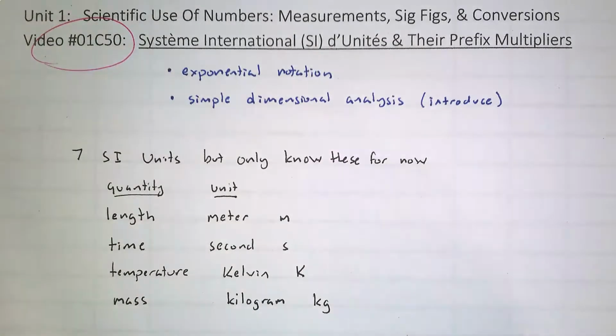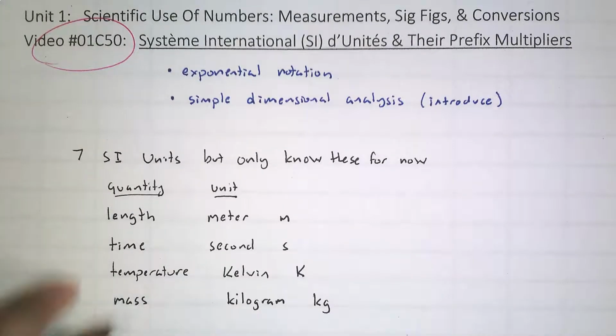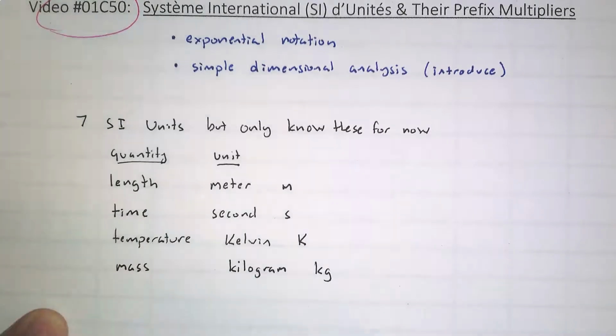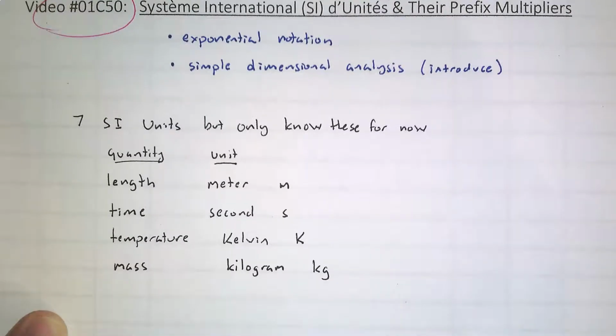The other 3 are amount of substance, which is a mole, MOL is a symbol. Electric current is an ampere, A symbol, and luminous intensity, which is a candela, symbol CD. But for now, we're going to focus on these 4. Okay. There's one missing, and it's the one that we saw on that cover, which is volume.